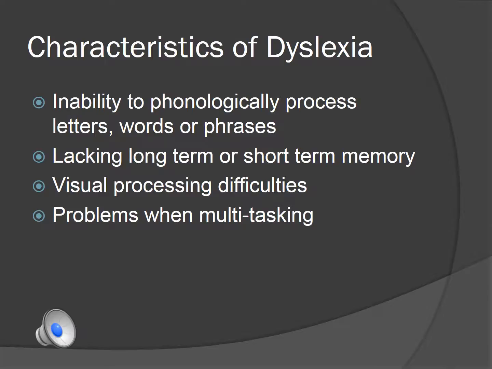Characteristics of dyslexia include lacking short-term or long-term memory, visual processing difficulties, problems with multitasking, and the inability to phonologically process letters, words, or phrases. So asking a student to read and write down things at the same time could be quite difficult if they have dyslexia.